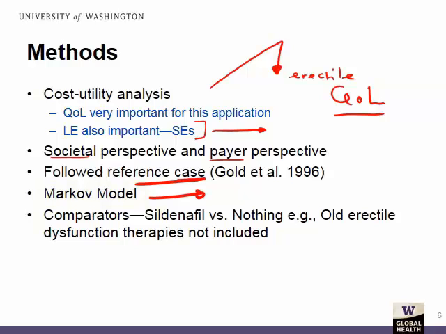And the comparators were sildenafil or do nothing. And this is important because there were other methods, but they didn't want to compare to other methods because they weren't very acceptable at the time. So they compared Viagra to not using erectile dysfunction medicines at all in a population of patients who had erectile dysfunction.